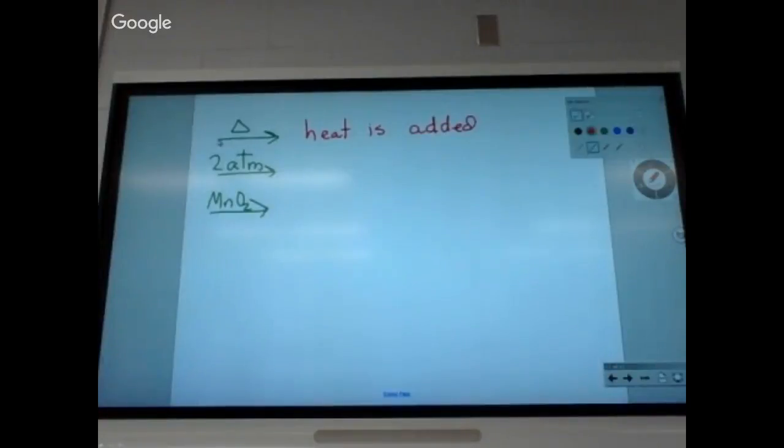Wait, did they do percent composition on the lab? No, we did not. The only thing we did not practice today was percent composition. We did it in yesterday's other thing. Is there going to be naming on the quiz too? No.